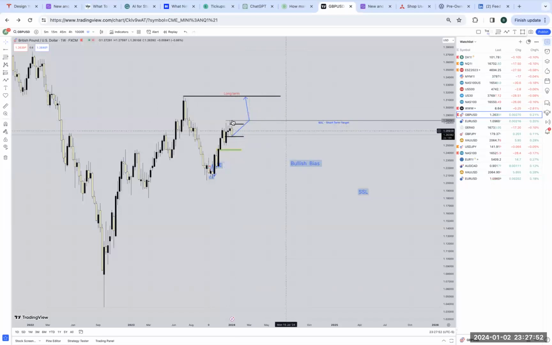So again, that's why I always measure consequent encroachment. So one of these two levels I think we're going to trade to this week, and then long term, I think we're still going to tap this high at this level. So we'll see how this goes for GBP USD. And then again, obviously Euro, we're bullish as well. And then USD JPY bearish.